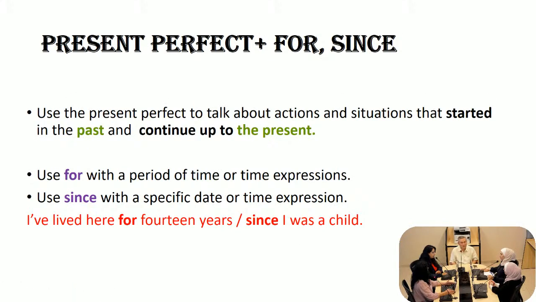Next slide, Miss Hiba. Miss Maha Al-Jarkas, continue with since and for. We use the present perfect to talk about actions and situations that started in the past and continue up to the present. The present perfect is also used with for and since.